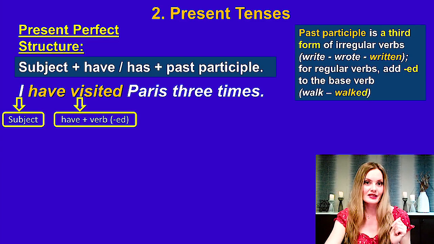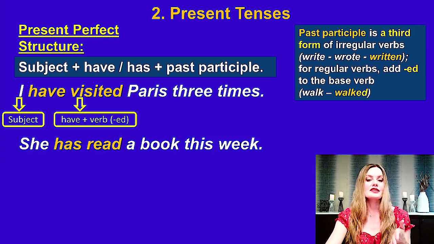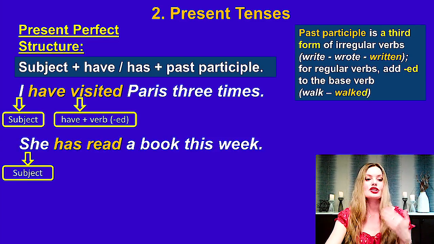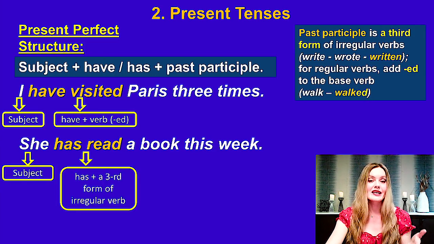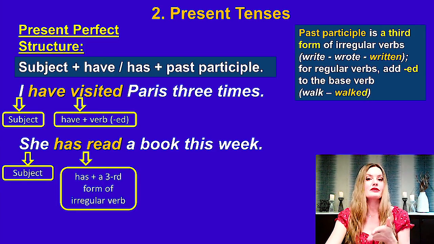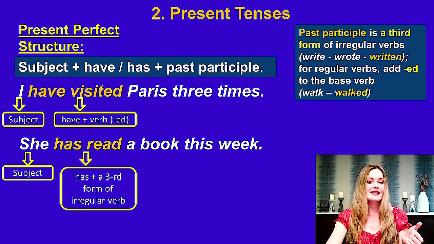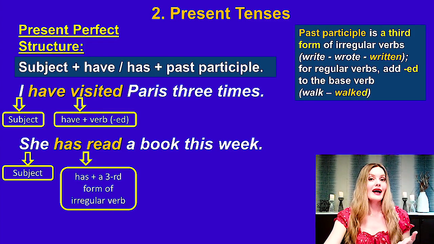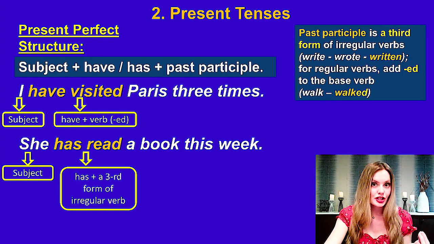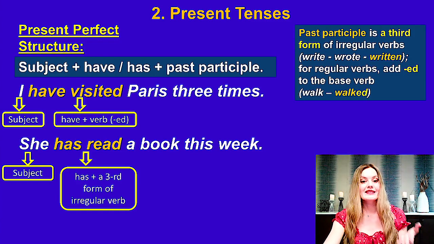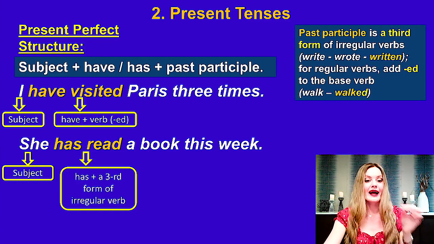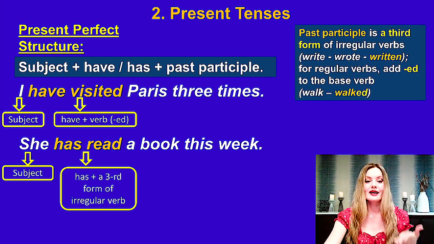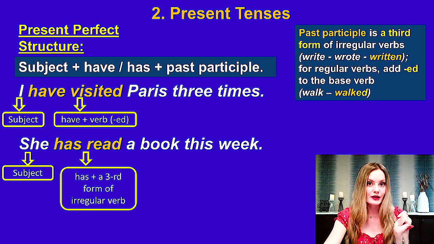I have visited. She has read a book this week. She is a subject, has read, has plus a third form of irregular verb. We use has because our subject is she, so she has read a book this week. Has read. Has plus a third form of irregular verb.